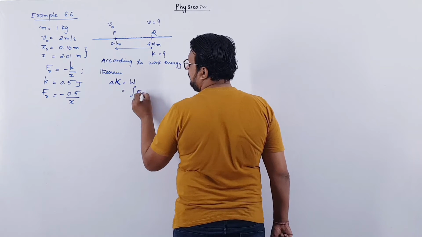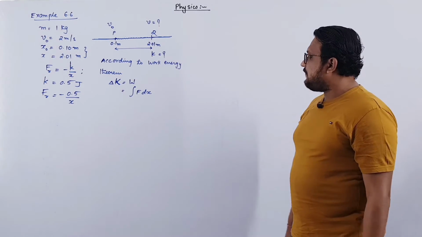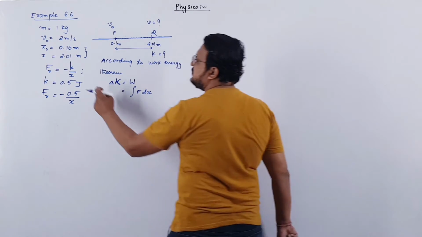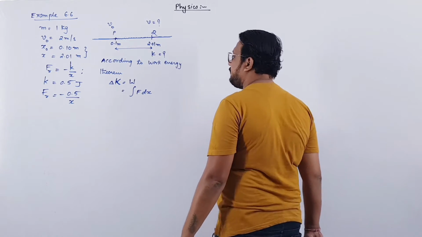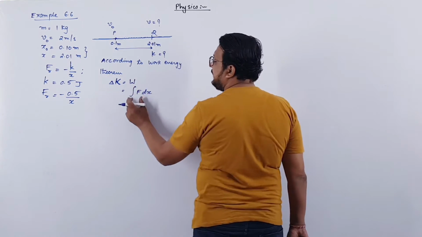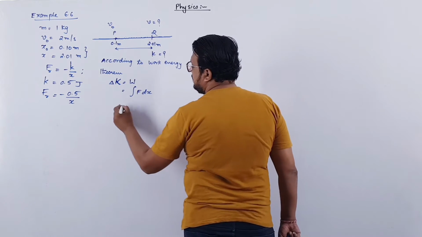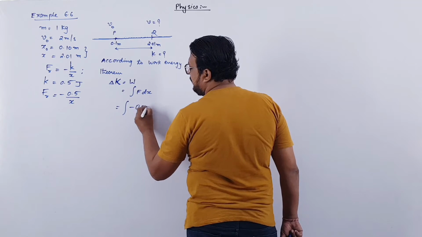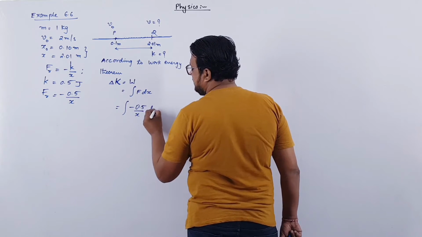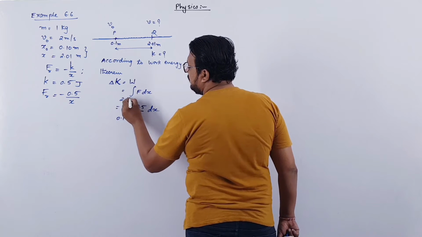Integration F dx. Work done for variable force is F dx. This is the variable force because as x changes, F will also change. So W equals integration F dx for variable force, which we discussed in our last video lecture. So this is equal to integration of F, which is minus 0.5 by x, dx. And this force is acting from 0.1 meter to 2.01 meter.